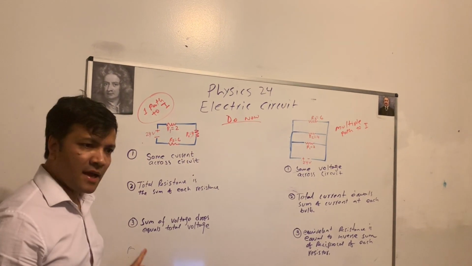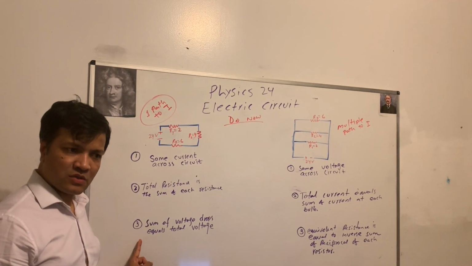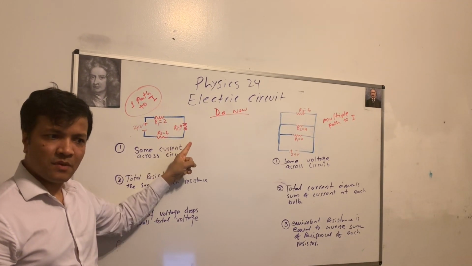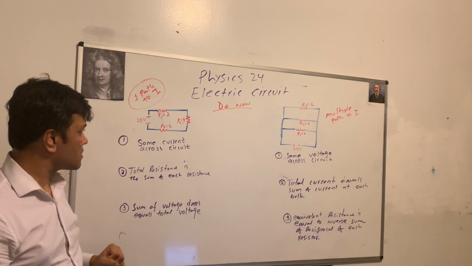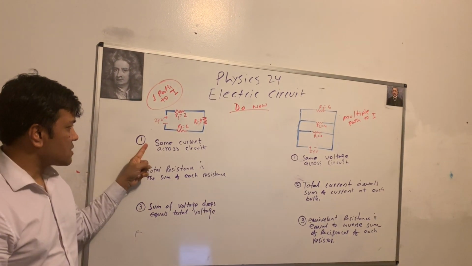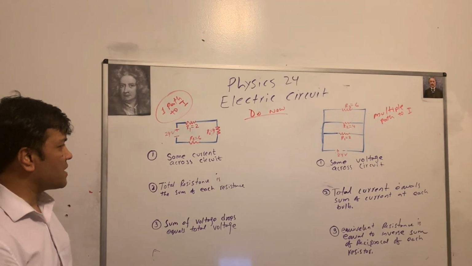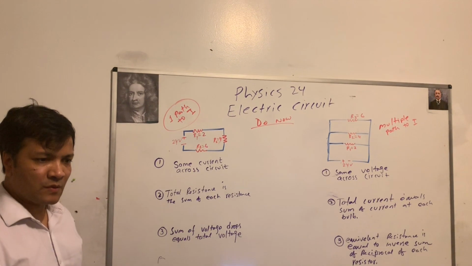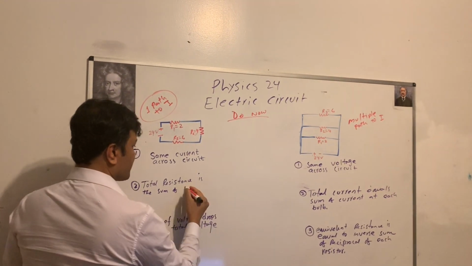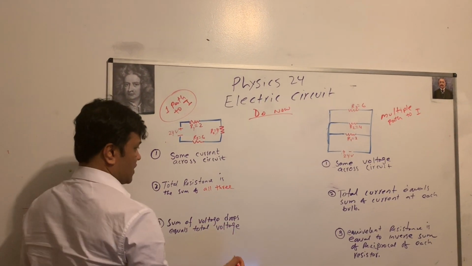And what happened with the resistance? The total resistance is the sum of all the resistance. You're pointing to the wrong rule, instructor. I can't make out which is which. Okay. All right. Let's go again. The total resistance is the sum of each resistance. How many resistors do we have? 3. So total resistance is the sum of all 3. So 2 plus 4 plus 6 is 12. That's right.